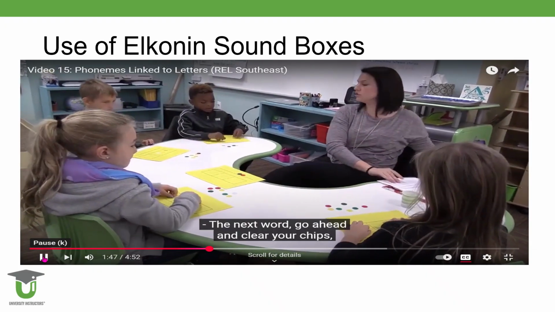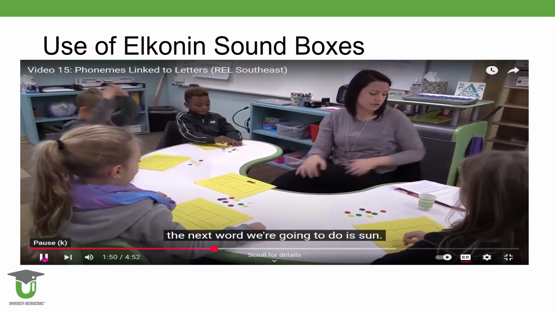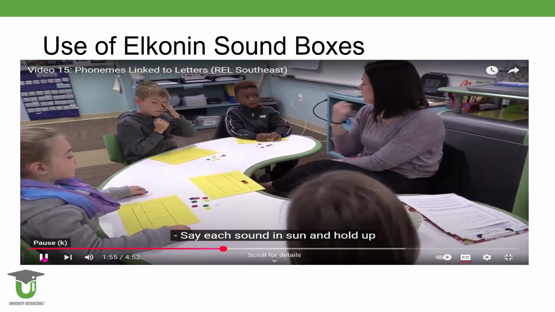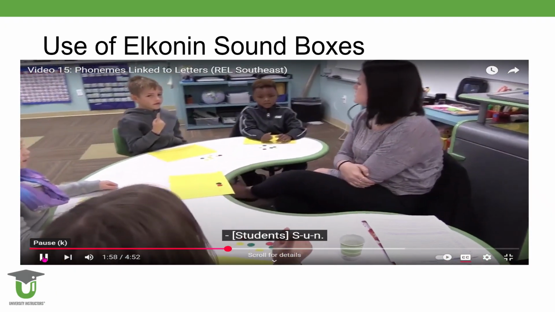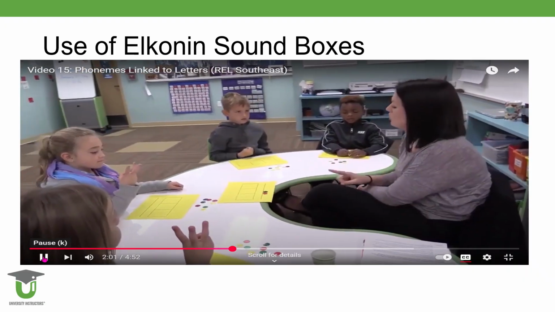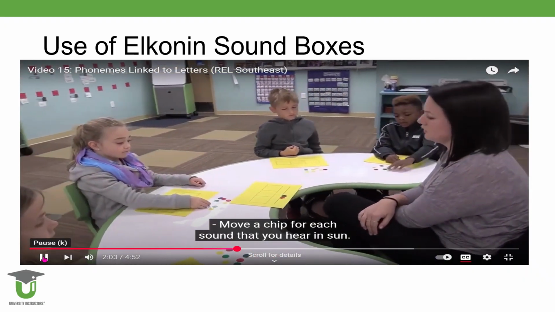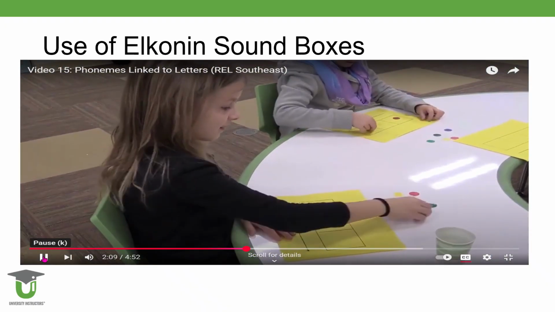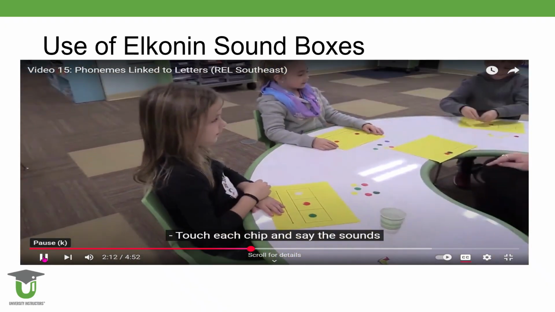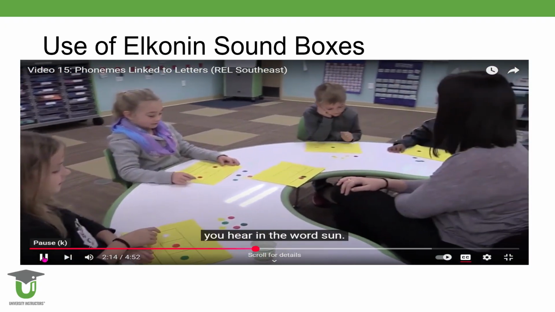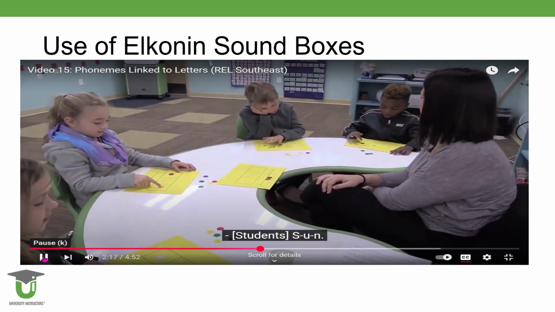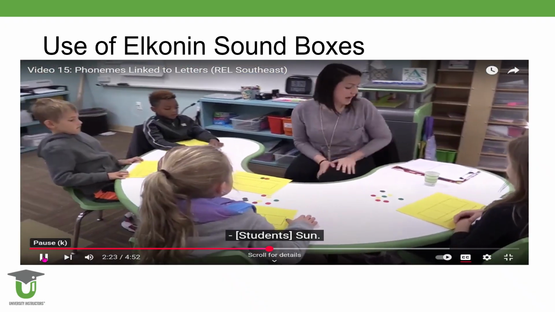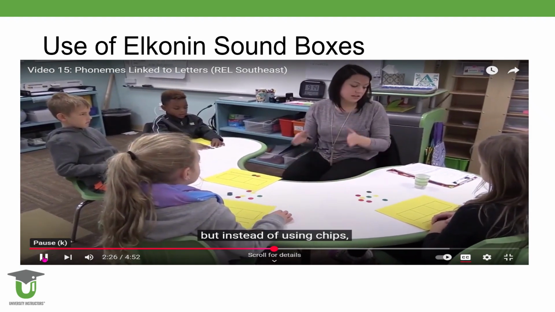The next word, go ahead and clear your chips. The next word we're going to do is sun. Say sun. Sun. Say each sound in sun and hold up one finger for each sound you hear. Go ahead and move a chip for each sound that you hear in sun. You're going to touch each chip and say the sounds you hear in the word sun. Use your finger to track and read the word sun. Sun.